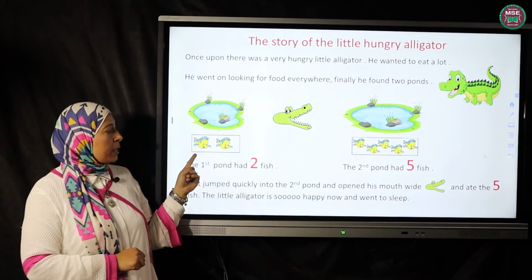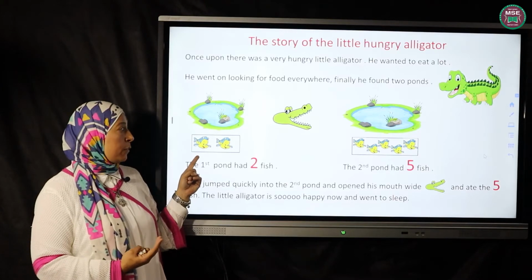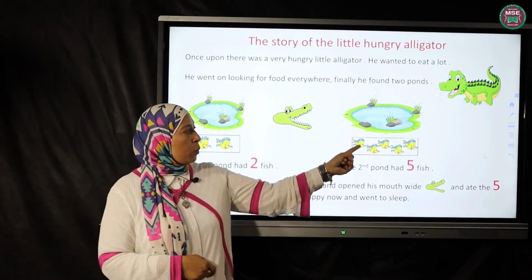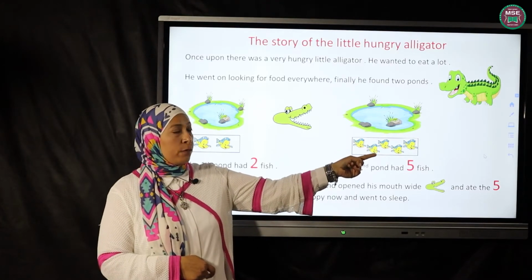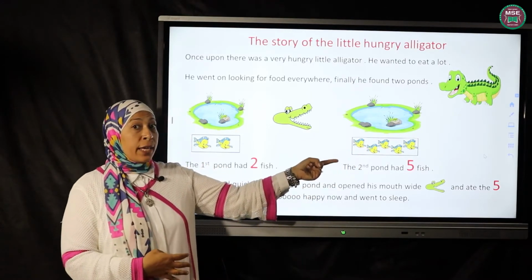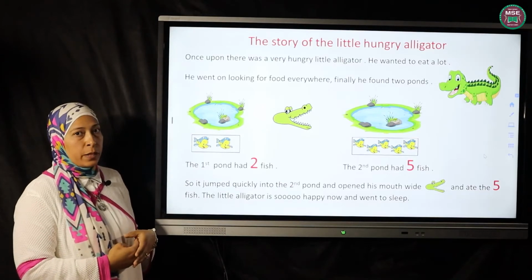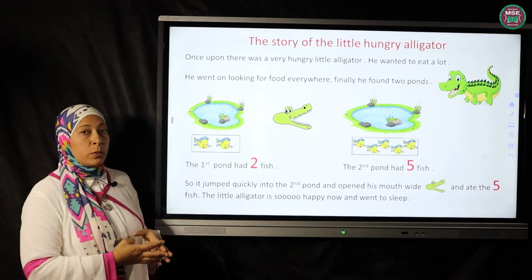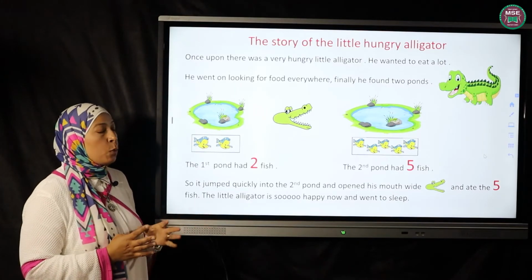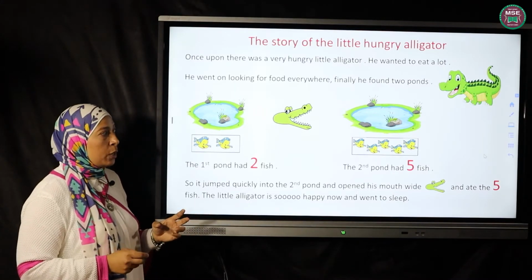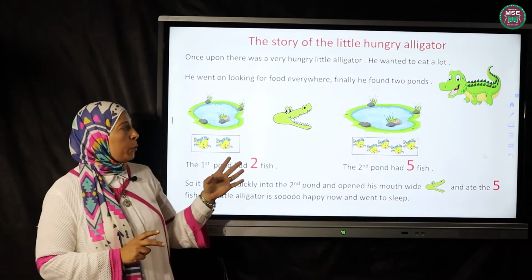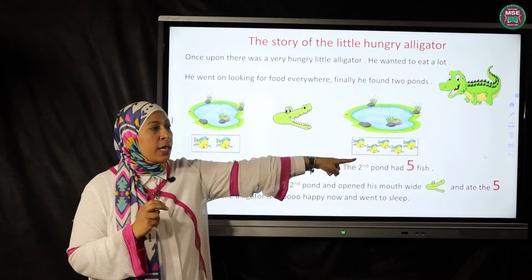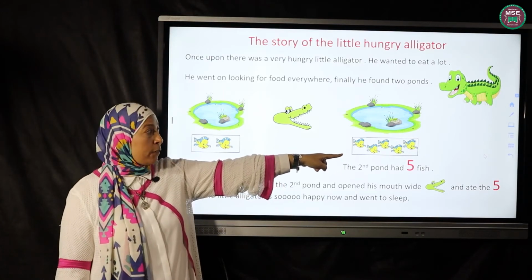The first one had inside it only 2 fish, but the second one had, let's count with me, 1, 2, 3, 4, and 5 fish. The alligator was very hungry. He started thinking, the 2 are not enough for me to eat. I want to eat the bigger number of fish, the more I can eat. So quickly he opened his mouth wide, and he jumped into the second pond, and he ate the 5 fish.